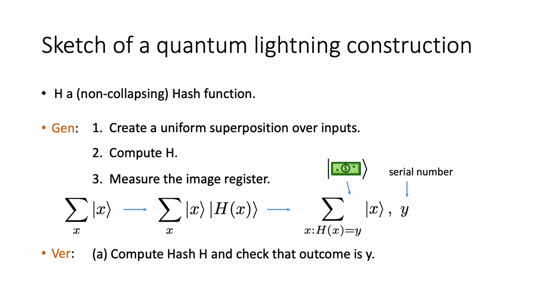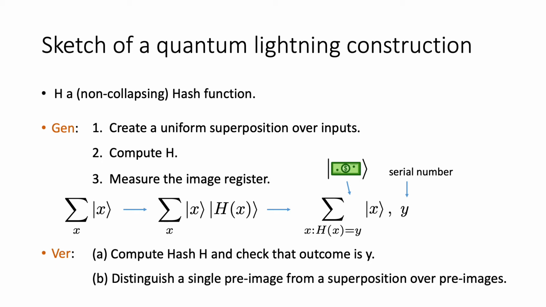Now, if a state passes this step with high probability, then this tells us that the state has to be a superposition over pre-images of Y. In fact, a superposition over at least one pre-image of Y. Now, the second step of the verification is to apply a distinguishing algorithm to tell if the first register is in a genuine superposition over pre-images of Y, or if it's just a single pre-image of Y. And such a distinguishing algorithm exists if the hash function is non-collapsing. And this is basically the definition of non-collapsing.